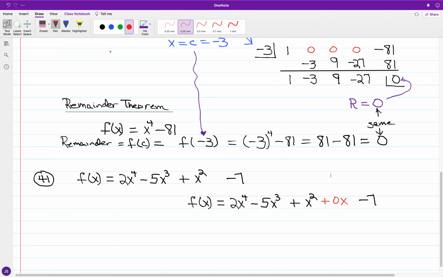And for what we have in the case of part A, and let me stress this. So you have f of x equal to 2x to the 4th minus 5x cubed plus x squared minus 7. And this is going to be divided by x minus 4.